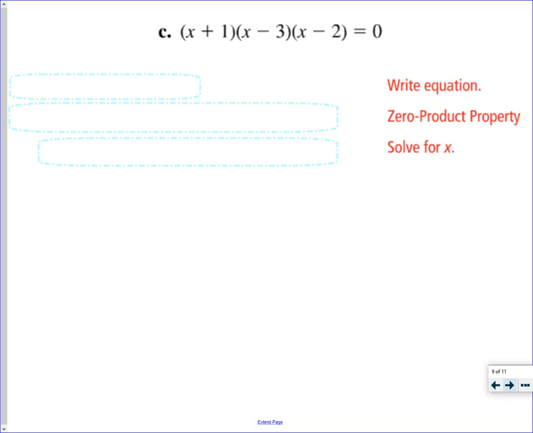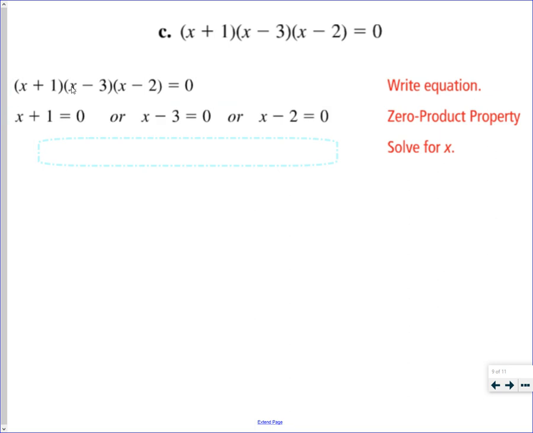All right, in this problem, there are 3 different binomials that are getting multiplied together. So what I would have to do is start by saying each one of those could be equal to 0. So the x plus 1 could be 0, x minus 3 could be 0, or x minus 2 could be 0. And again, using our just changing the sign thing, we're going to be dividing by 1, so that won't even do anything. The first one should give us a -1, and then a +3, and then a +2.